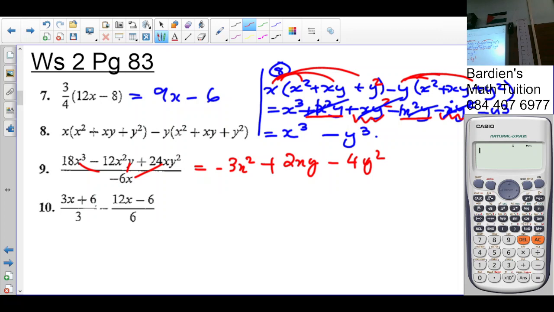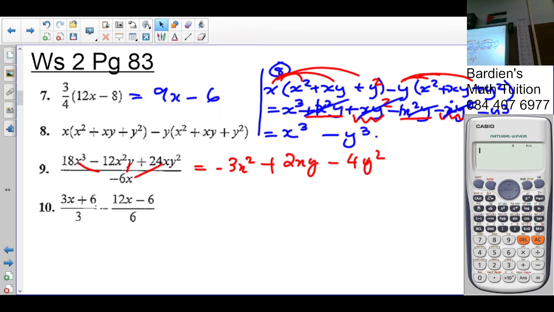No. The next one. What's your answer here? X plus 2? X plus 1. Okay, one person give the answer. What do you guys have? Negative x plus 1. Who got that? It's wrong. Anybody got something different? Negative x minus 1. Wrong. Negative x plus 3. Okay, well done. Negative x plus 3.